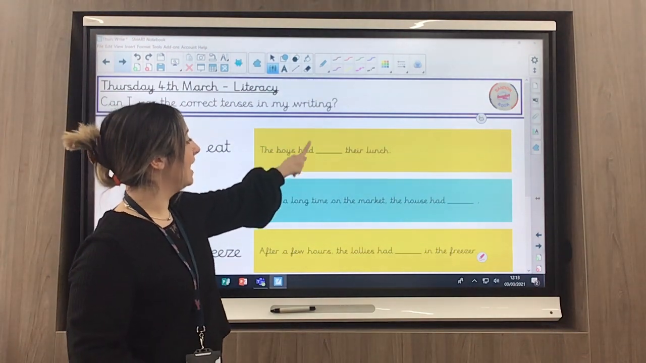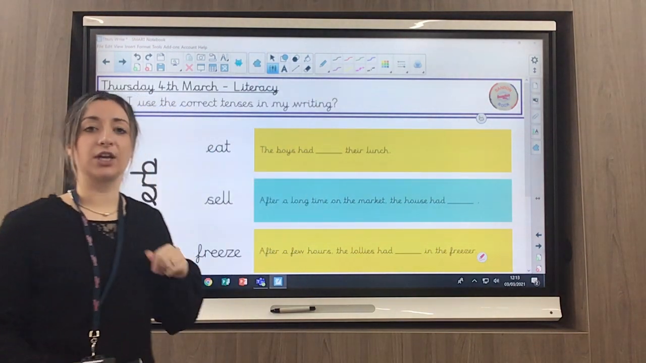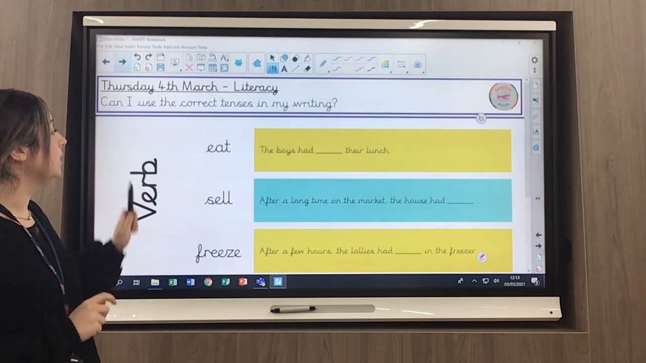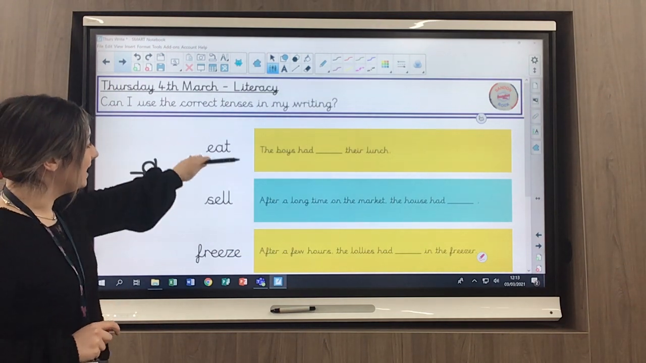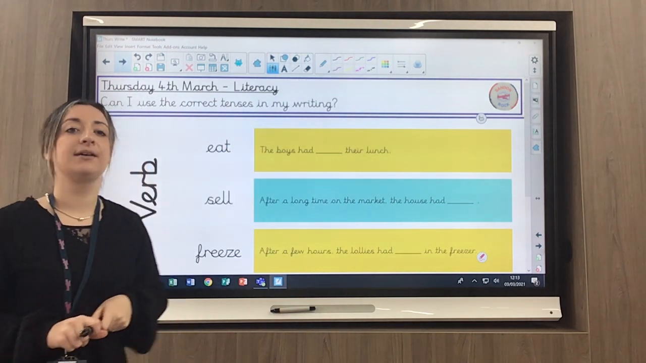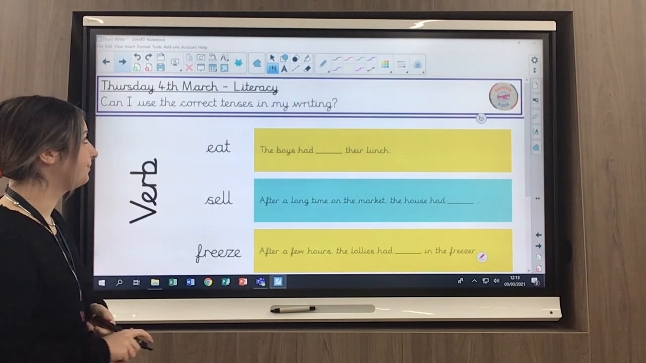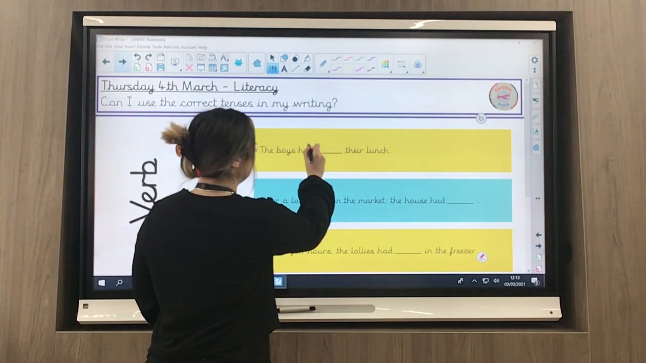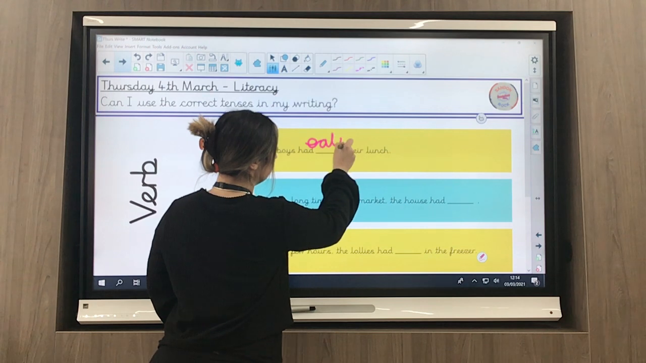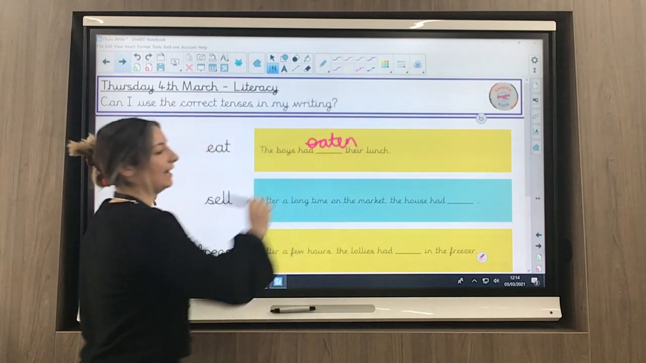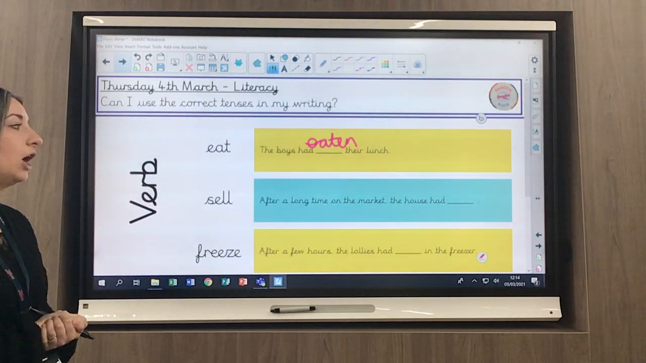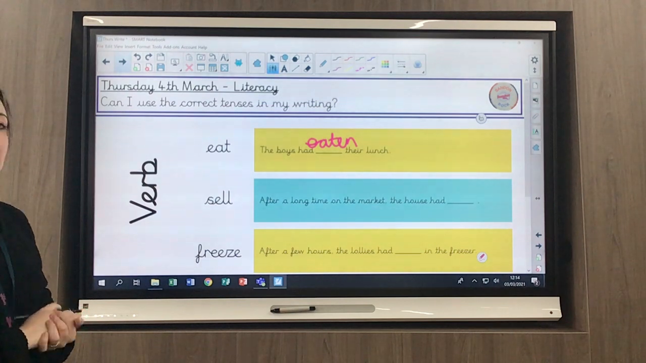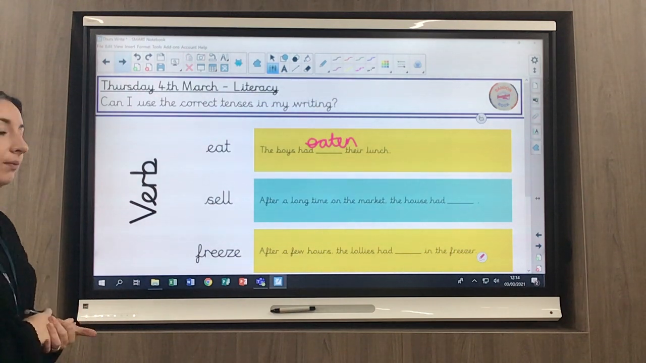The boys had their lunch. Can you think at home how I'm going to transfer the word eat to past tense. The boys had eaten their lunch. Okay, if you got that at home, well done. If you want to write out these sentences, you can, to help you with your learning.